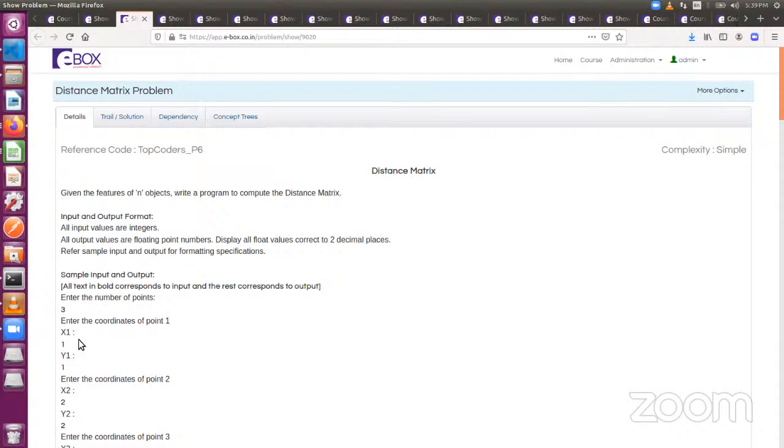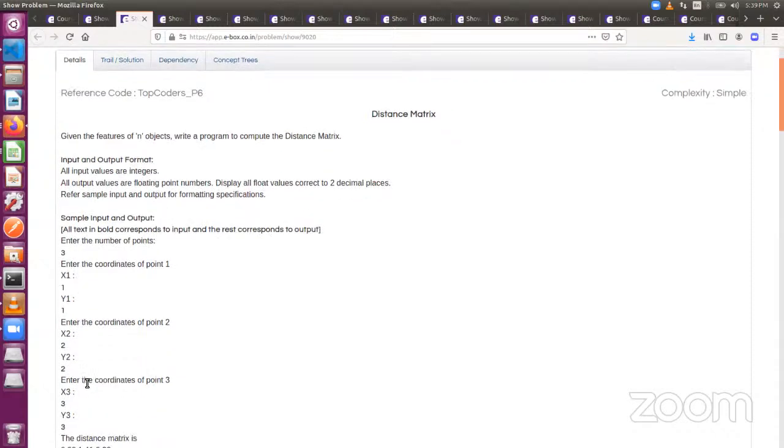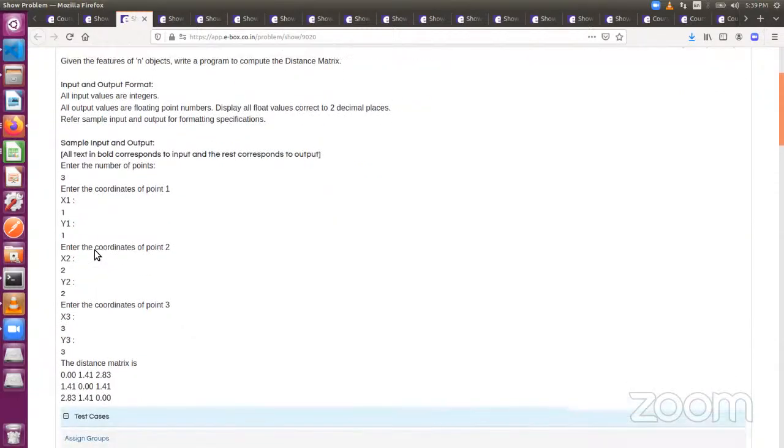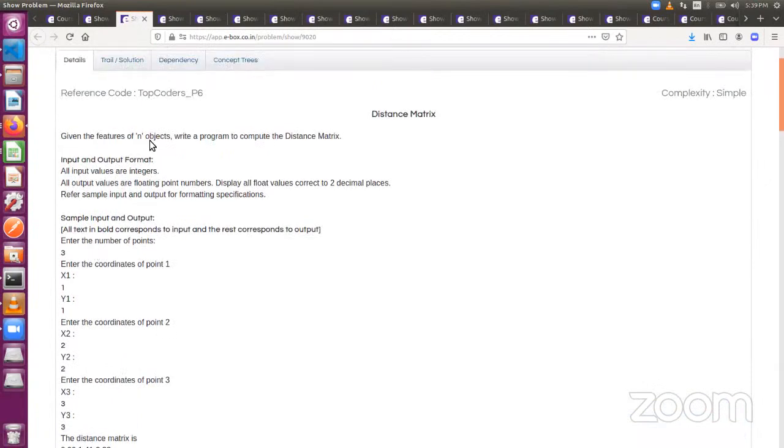If it is an n-dimensional point, then you would have to handle that, but here they have directly given that they are two-dimensional points only. So no need to worry about n-dimensional. Just assume that all the points are two-dimensional, and there are n objects. In this case, there are 3 objects. So if there are 3 objects, what would be the size of the distance matrix? Three cross three, right?